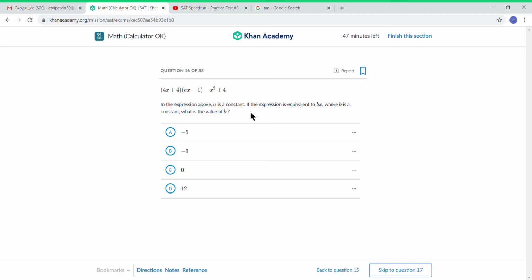In the expression above, A is constant. If the expression has B, as B is constant, what's the value of B? Where's B? Ah, it's equal to some stuff. Sure. I hate this kind of question. It's gonna be 4ax squared. Dude, it's 4ax squared. It's gonna be a square, there's no way to get rid of it. 4ax squared. Okay, sure. 4ax squared minus 4x plus 4ax.